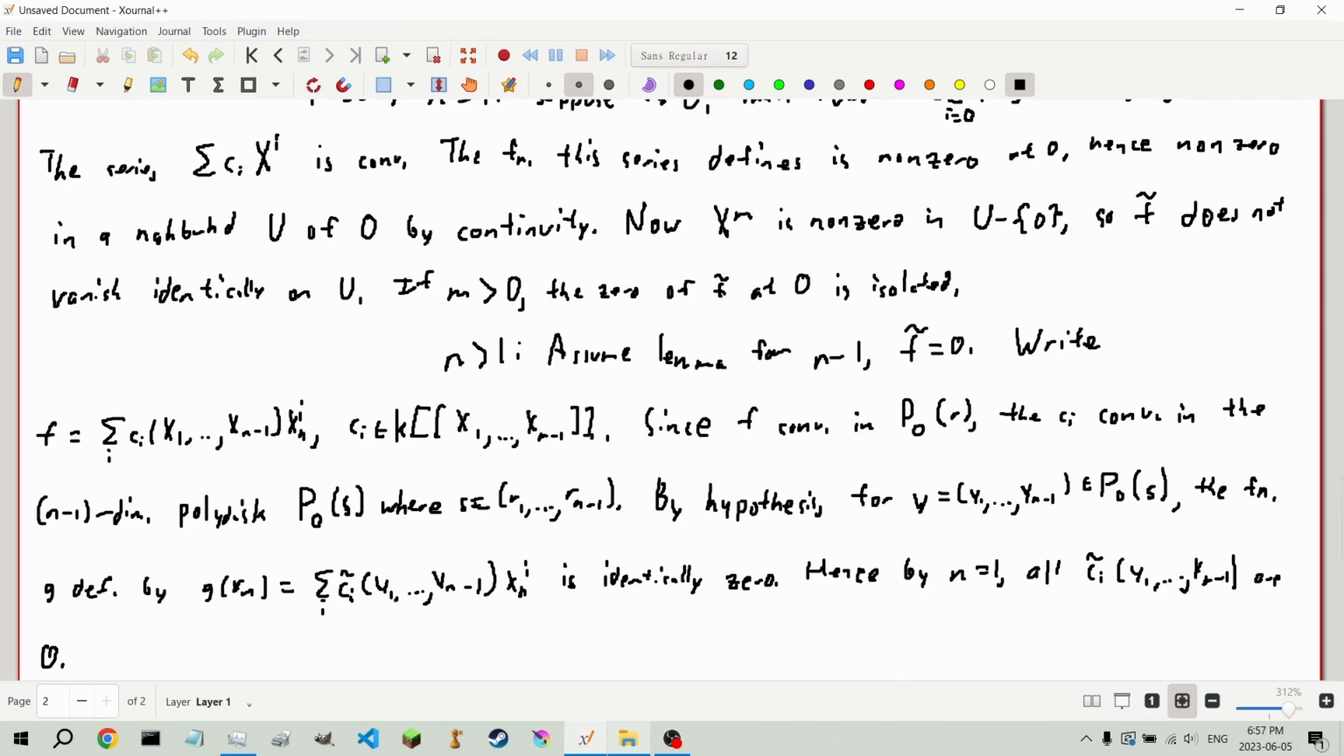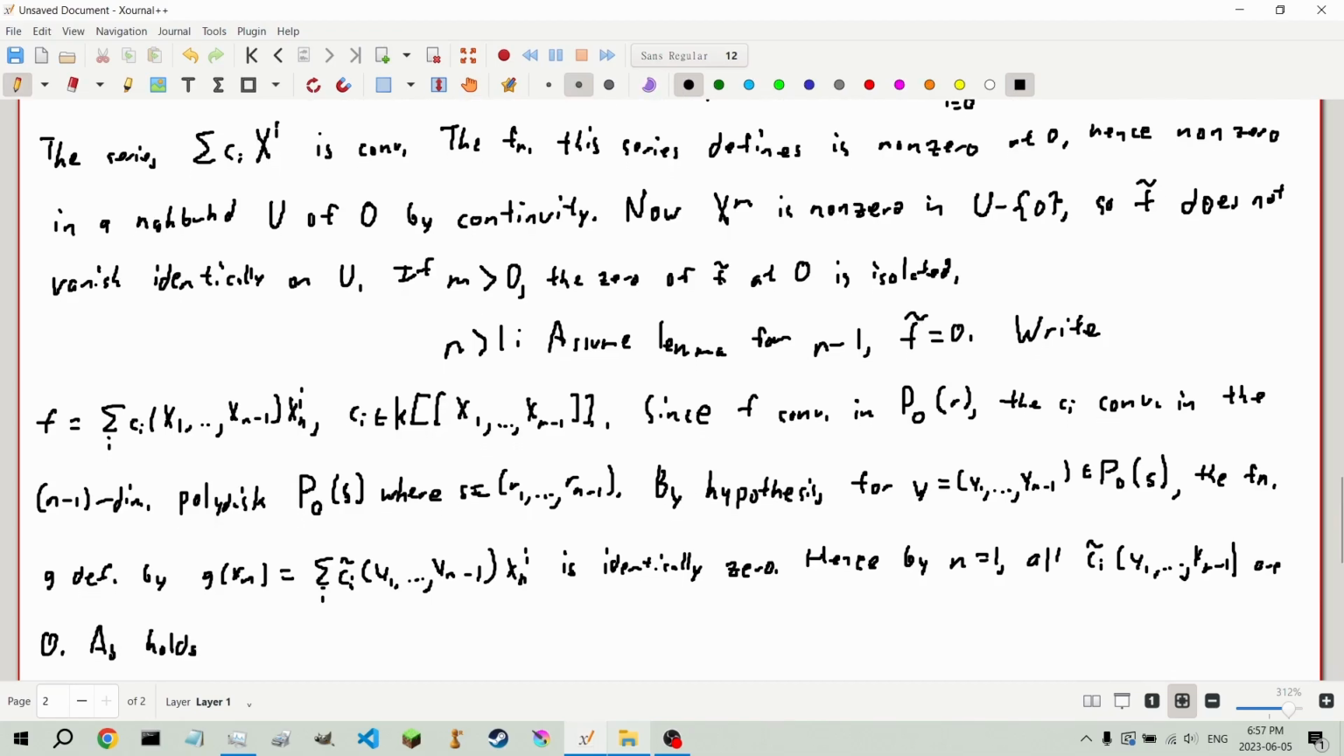Now, since this holds for all y in P0 of s, all c_i are 0 by induction, hence f is 0.